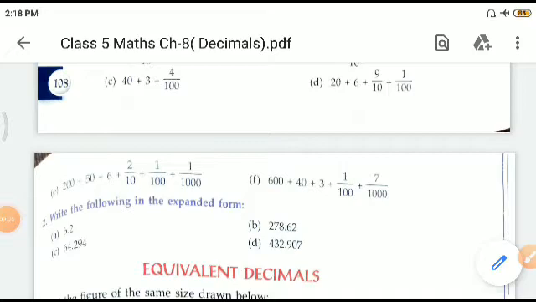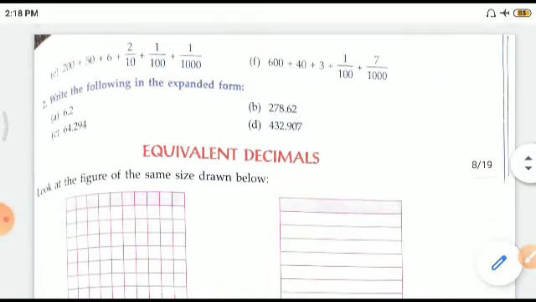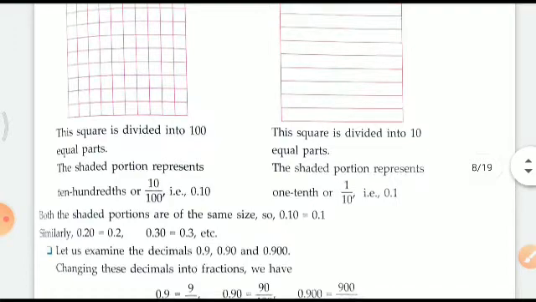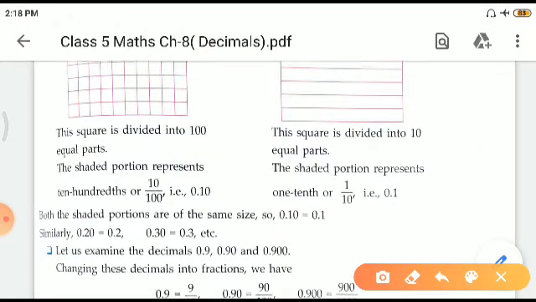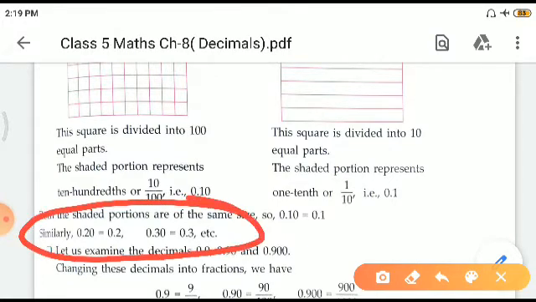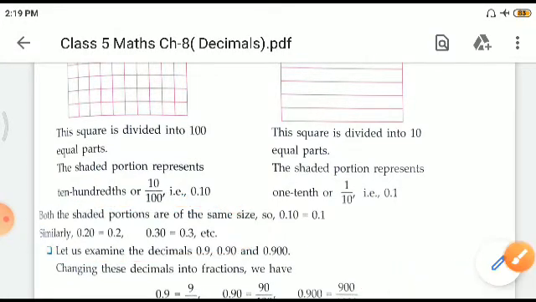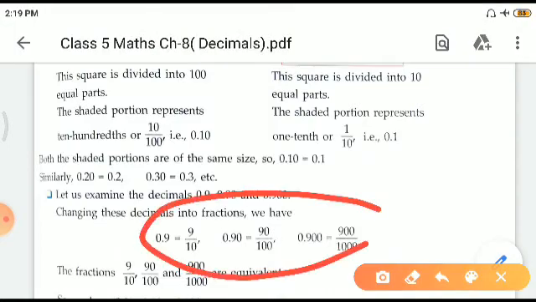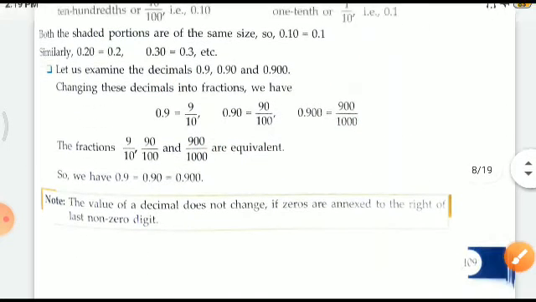Now let me cover one last topic here, which is equivalent decimals, right? Equivalent decimals. See, these two are equivalent, 0.2 and 0.20. See here, 0.30 and 0.3 are equivalent. Similarly, 0.9 and 9 upon 10, or 0.90, these three are also equivalent here, right?